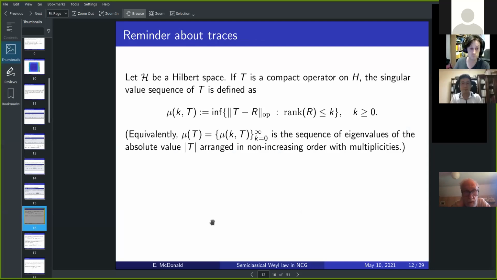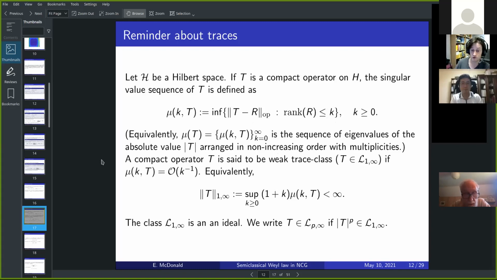Suppose H is a Hilbert space, and T is a compact operator on H. This H is supposed to be the same as this H, by the way. So the singular value sequence, mu_k(T), of a compact operator is defined as follows. Mu_k(T) is the distance of T from the set of operators whose rank is at most k, or the infimum of the norm of T minus R, where the rank of R is less than or equal to k. Or in terms of spectral theory, mu_k(T) is the sequence of eigenvalues of the absolute value of T, arranged in non-increasing order with multiplicities.